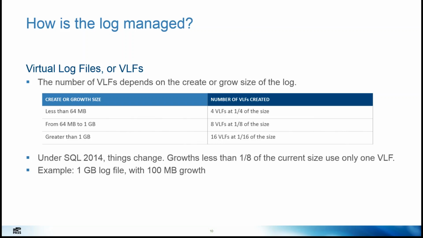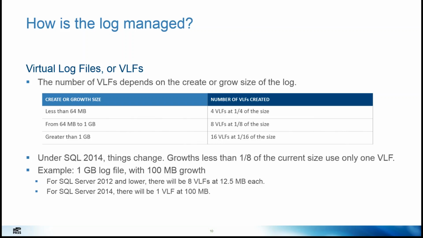But let's say we've got that default 10% set. We've got our 1 gig log file and 100 meg growth. For 2012 and lower, you're going to get 8 VLFs at about 12.5 megs each. But if you're running 2014, since 100 meg is less than 1/8 of the size, you're only going to get 1 VLF, and that'll be it.